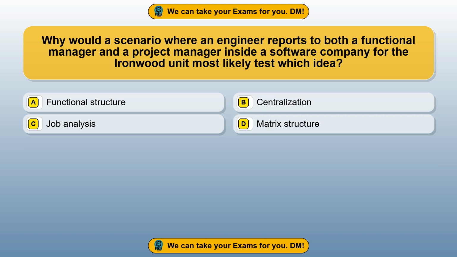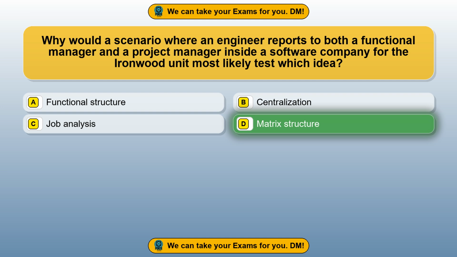Question 9. Why would a scenario where an engineer reports to both a functional manager and a project manager inside a software company for the Ironwood unit most likely test which idea? Option A, functional structure. Option B, centralization. Option C, job analysis. Option D, matrix structure. The correct answer is option D, matrix structure.